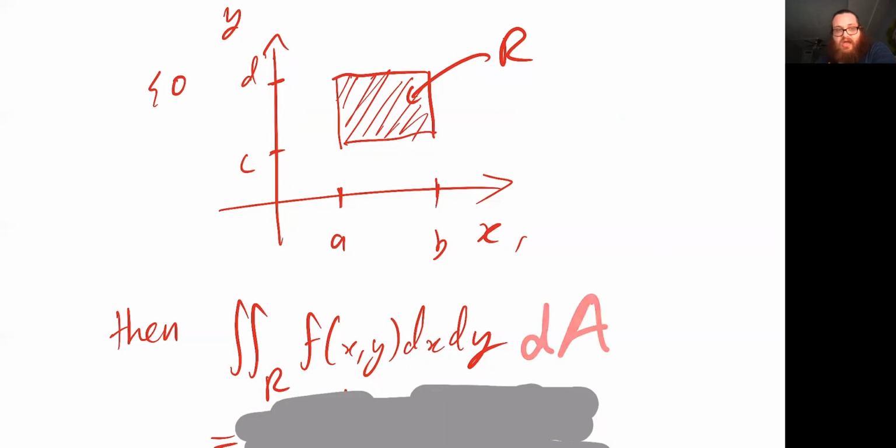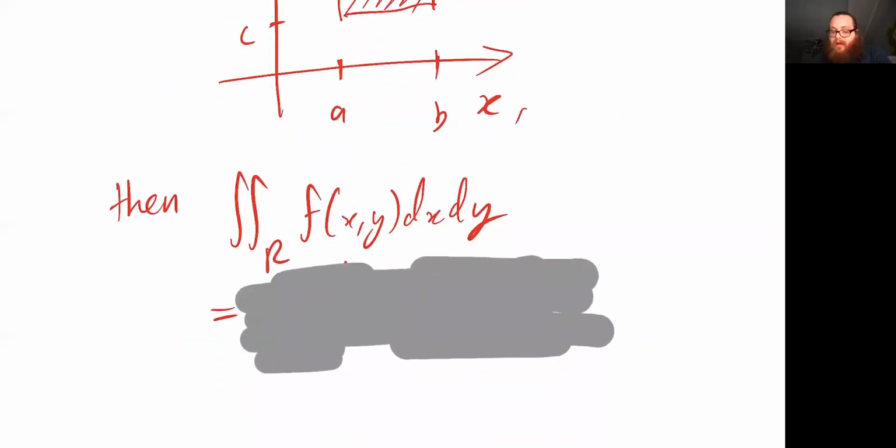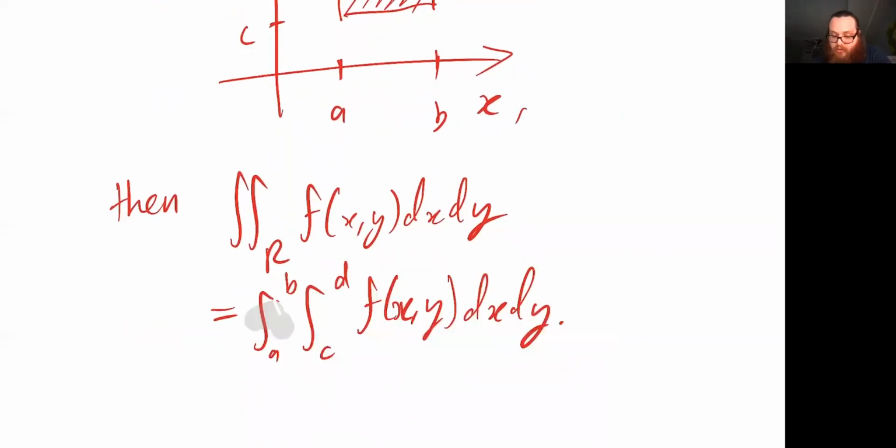Usually you'll see this as dA or some other kind of area element or volume element. But the question remains the same, right? How do we integrate this function defined by two variables over this two-dimensional region? And so in practice, what we do is we evaluate this iterated integral. Okay, so what is the area under the surface given by this function over the region R?